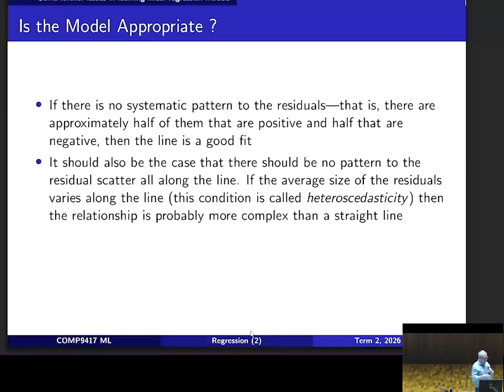So there are a couple of things going on here. The first one is that for a lot of the data, it looked pretty linear. Approximately half are above and approximately half are below. Then, that's an indication that the line is a reasonably good fit. The other parts of the story, we could think that they are indicating that it's not quite linear. This is called heteroskedasticity, which is that the average size of the residuals is varying along the line.